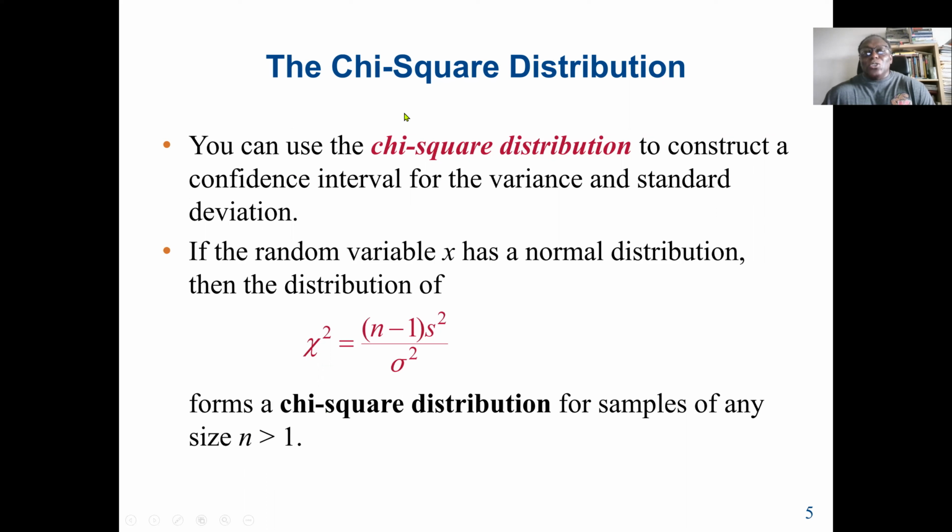Again, one more time, we are using the chi-square distribution to test our variance and standard deviation, or to find the confidence interval for the variance and standard deviation. Now, if the random variable x has a normal distribution, then the chi-square gives us n minus 1, where lowercase n is the sample size. S square is the sample variance, and sigma square is the population variance.